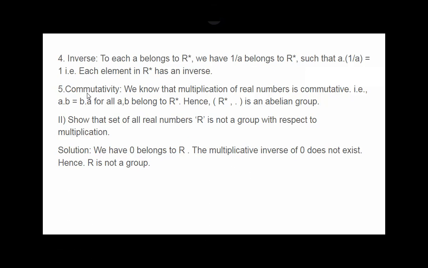Now, in the previous example, commutativity is also there. If commutativity is there, then that group is known as an abelian group. Here we know that multiplication of real numbers is commutative, that is A dot B is equal to B dot A for all A, B belong to R star. Here R star is an abelian group.